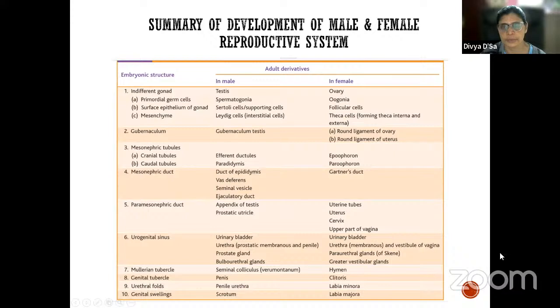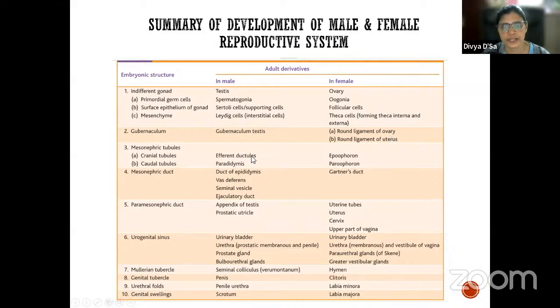So this is the summary of the male and female reproductive system. If you see here, these are the indifferent gonads, in males and females. The indifferent gonads are derived from primordial germ cells. Primordial germ cells form spermatogonia here, and oogonia here. Surface epithelium of the gonad forms the Sertoli cells here, and the follicular cells here. Mesenchyme forms the Leydig cells here, and the theca interna and externa here. Gubernaculum forms the gubernaculum testis. In females, it remains as the round ligament of the uterus and the round ligament of the ovary.